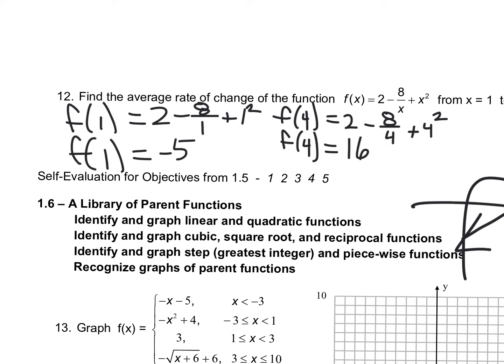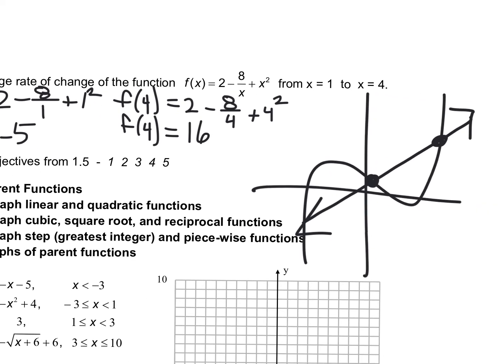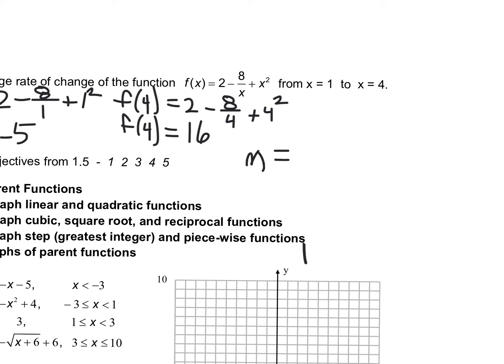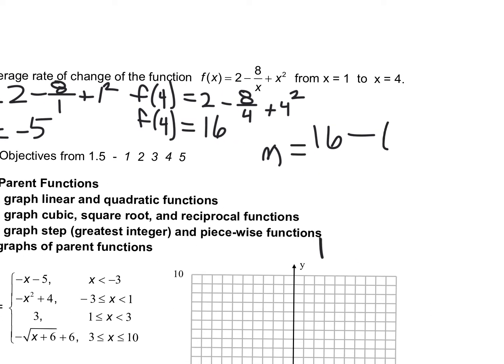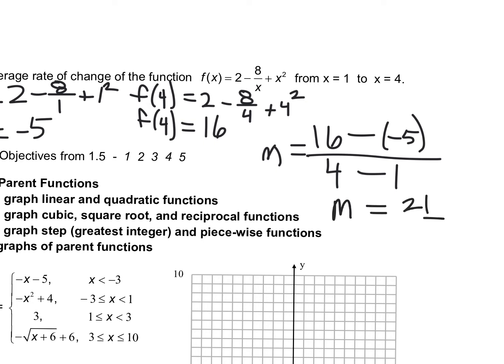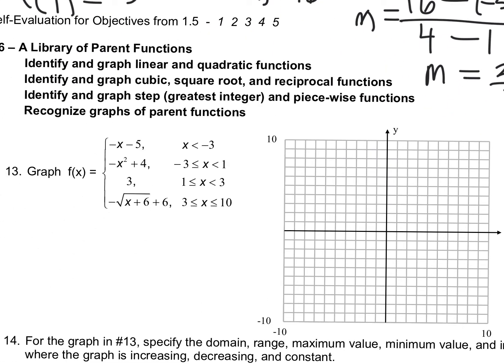So I have 2 coordinates, 1, negative 5 and 4, 16. So we go m equals 16 minus negative 5. And note, I don't think I made any mistakes on this, but I could have small calculation errors, so I apologize in advance if I did, but I'm pretty sure I got all these numbers right. So I got m equals 16 minus negative 5 is 21, over 4 minus 1 is 3, and then that would be a slope of 7, so that would be our final answer, the average rate of change.